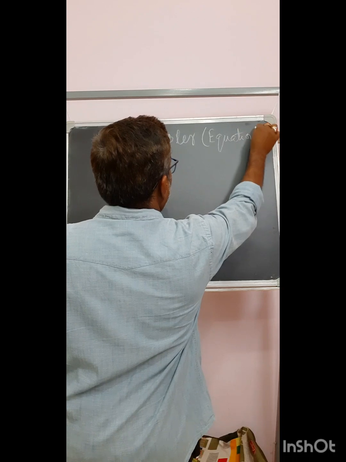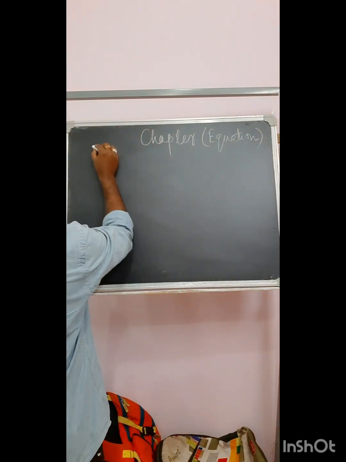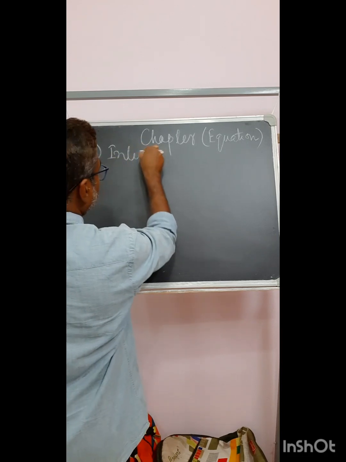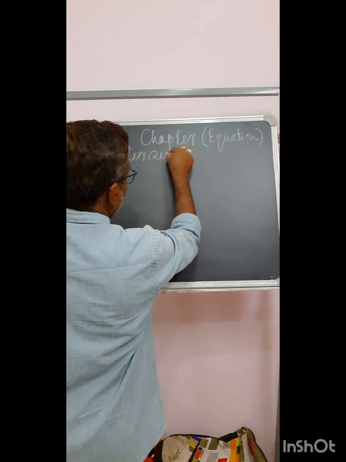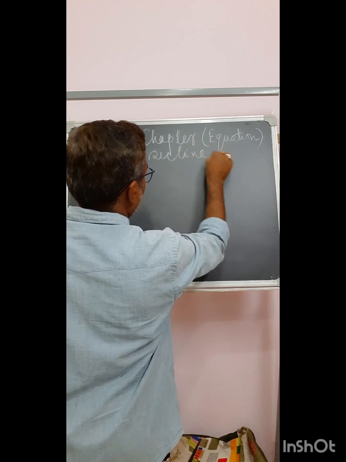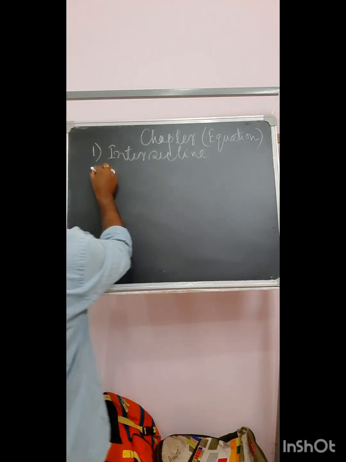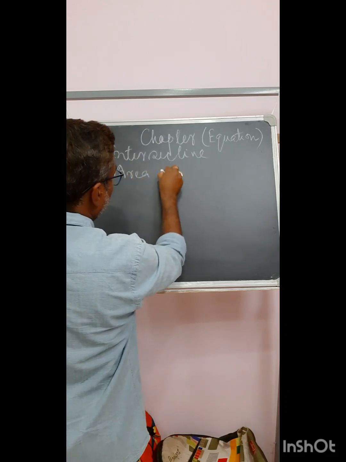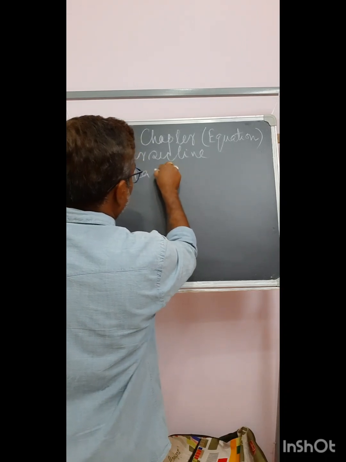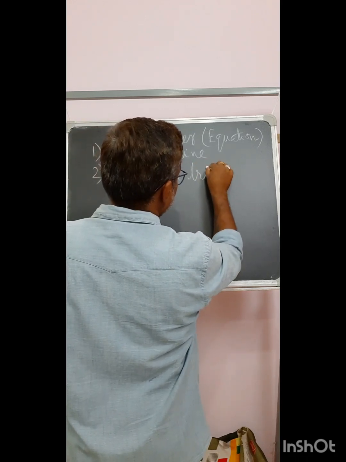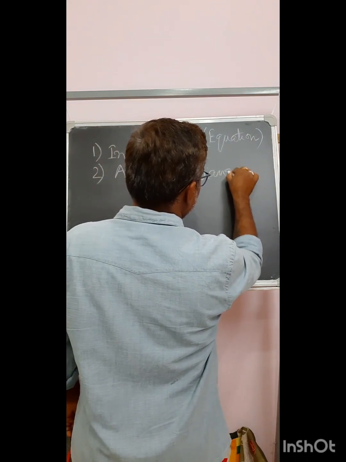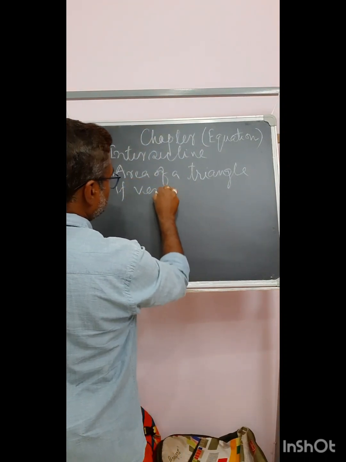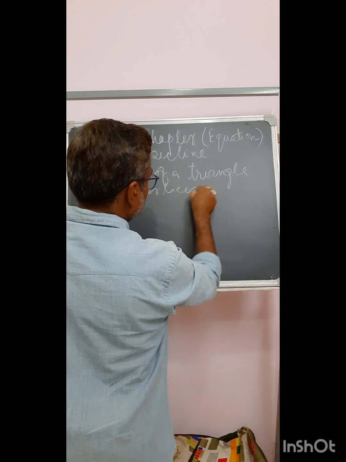I will talk about the intersecting line. I will talk about the area of a triangle if vertices are given.